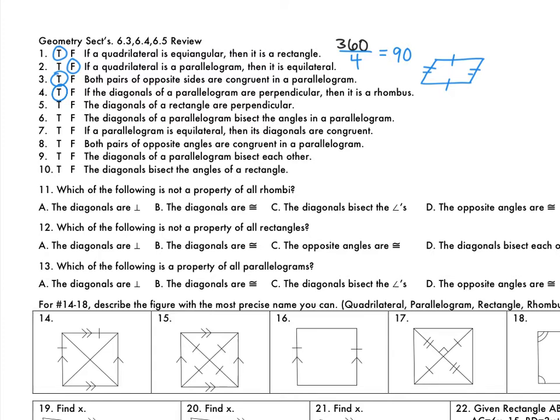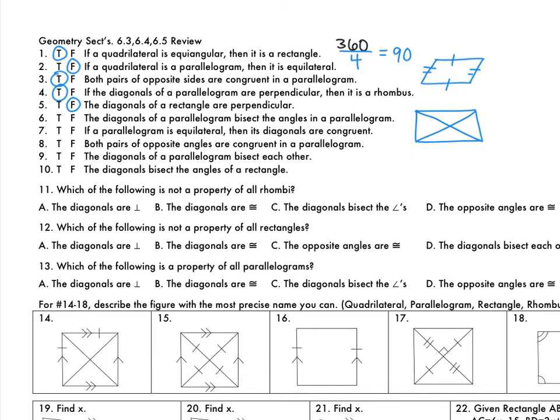Number five, the diagonals of a rectangle are perpendicular. That is actually false. So in a rectangle, they are not perpendicular. Now they are in a square because remember that a square is a combination of a rhombus and a rectangle. So it takes on all the qualities of both. So it takes the right angle perpendicular for the diagonals from the rhombus, not from the rectangle. And we can easily show that that's not true. We can see that those don't intersect at a right angle. So that is going to be false.